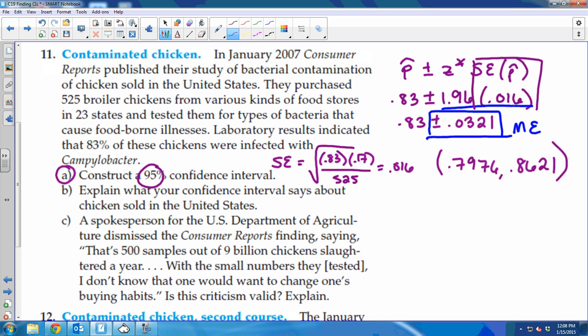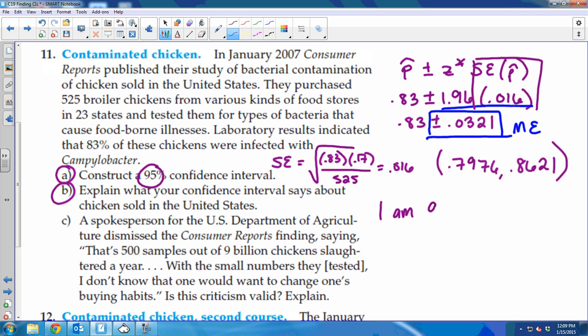Okay? Anyway, everyone go with part A. That's what we did. We constructed the confidence interval and checked the conditions for the interval. We good? And part B. Explain what your confidence interval says about the chicken sold in the United States. That means interpret your interval. What do those numbers mean? So you're going to write a sentence, and that's going to be fantastic. What is it going to say?